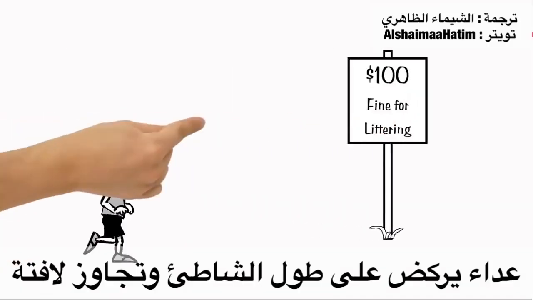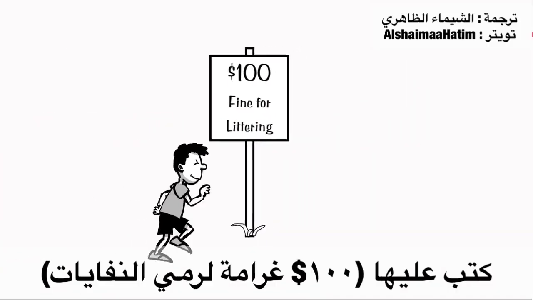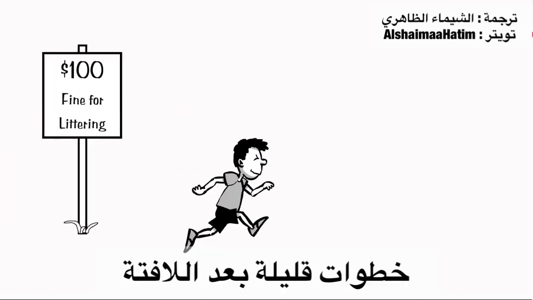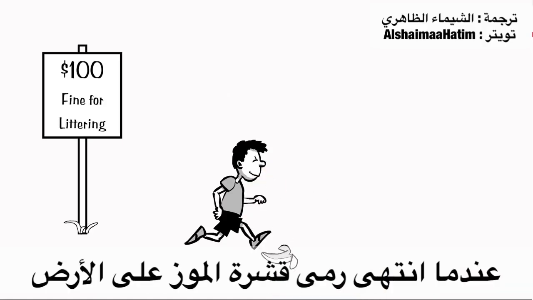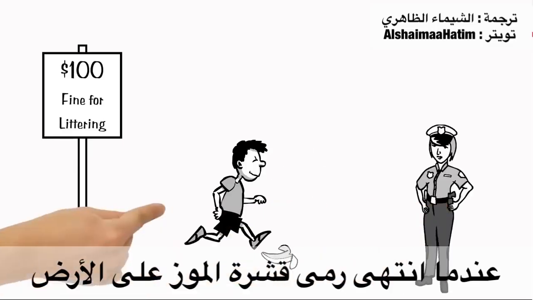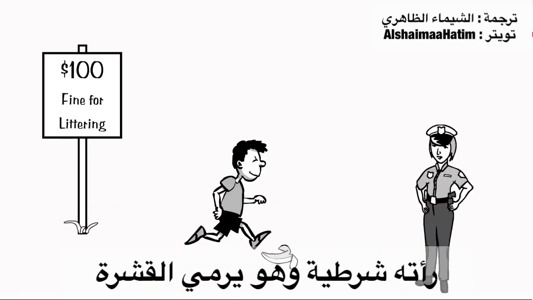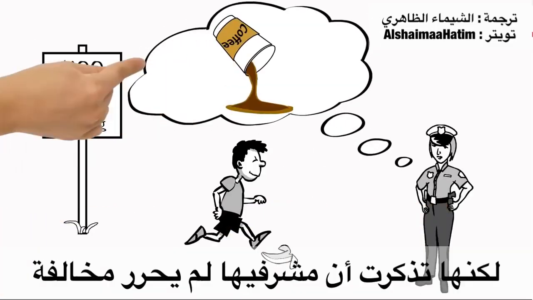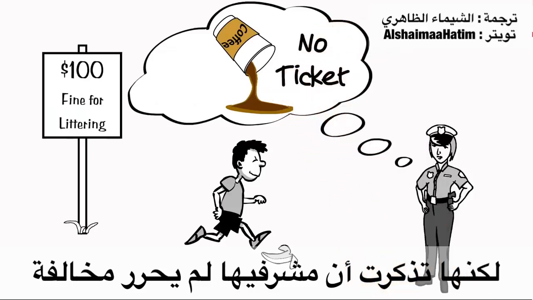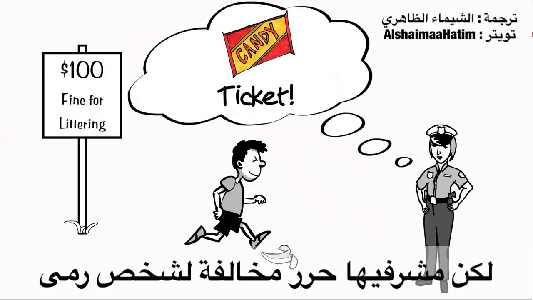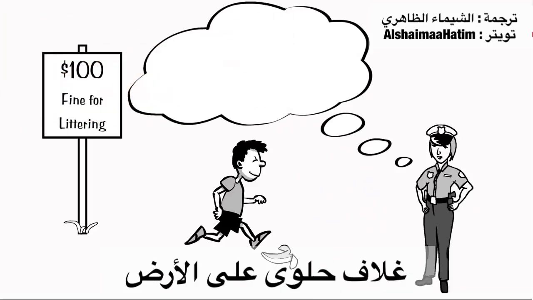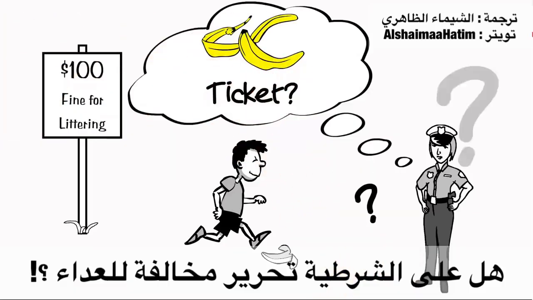A jogger runs along a beach past a sign that says $100 fine for littering. A few steps past the sign, the jogger pauses to eat a banana. When he's done, he throws the peel on the ground. A police officer sees the jogger drop the peel. She recalls that her supervisor did not issue a littering ticket to a person who poured coffee on the ground, but the supervisor did issue a ticket to someone who threw a candy bar wrapper on the ground. Should the police officer ticket the jogger?